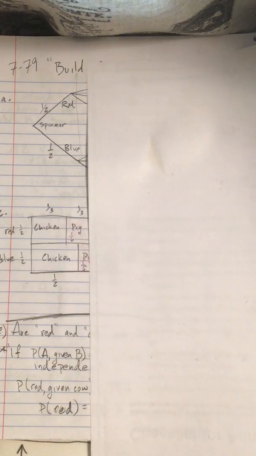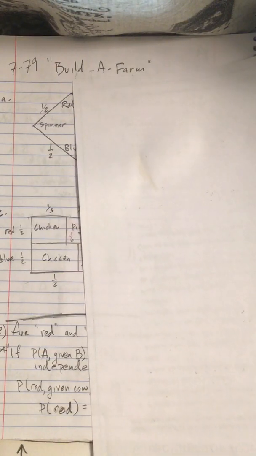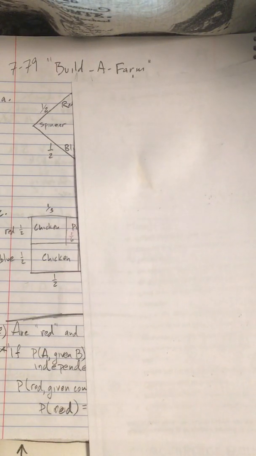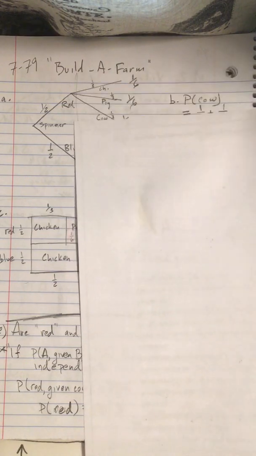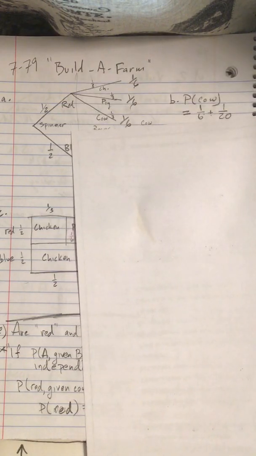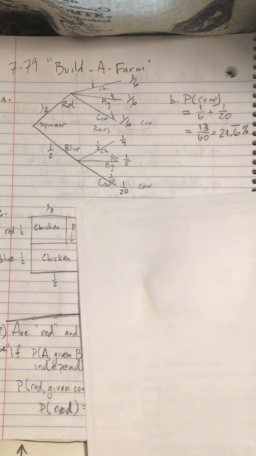It's about a child's game called Build a Farm, and a person playing this game first takes a spinner and spins it, and it's either red or blue. Depending on which color they got, they pick little plastic animals out of a box. If they spin red, they pick little plastic animals out of the red box, and if they spin blue, they pick them out of the blue box.